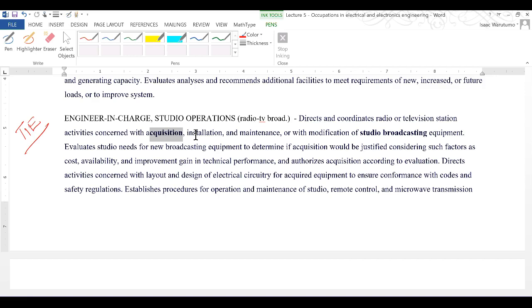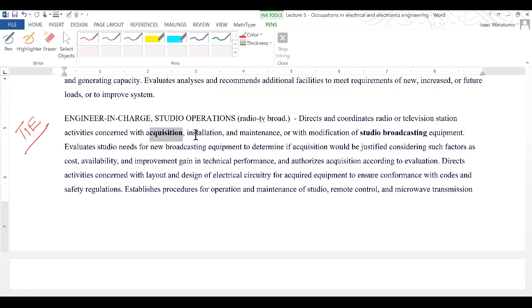equipment for each area. Therefore, we are saying that you'd have an engineer called the engineer in charge for studio operations, and you find those engineers are still there in TV stations like ABC, KTN, among others. Those engineers evaluate studio needs for new broadcast equipment to determine if acquisition would be justified, considering such factors as cost, availability, or improvement in technical performance, and they go as far as authorizing the acquisition of such equipment for evaluation. So engineers are always everywhere.